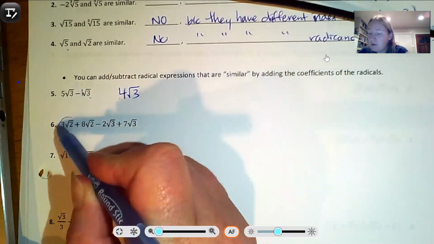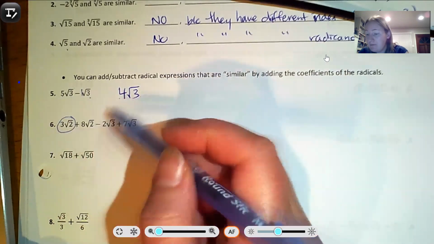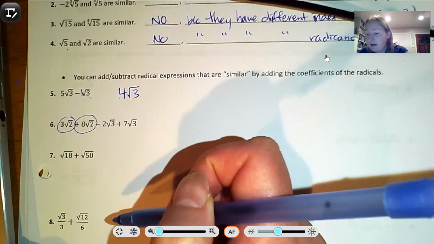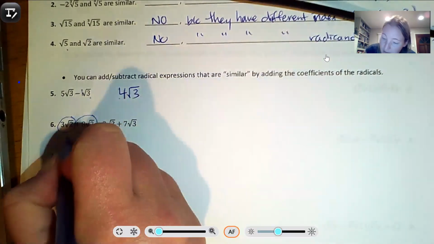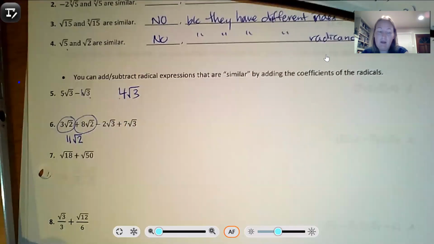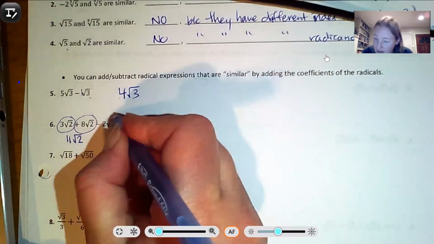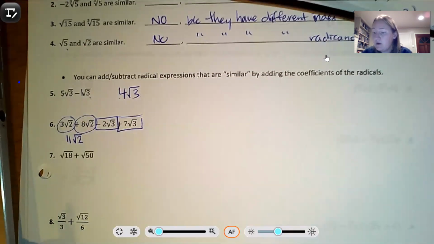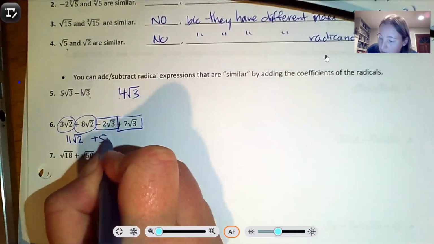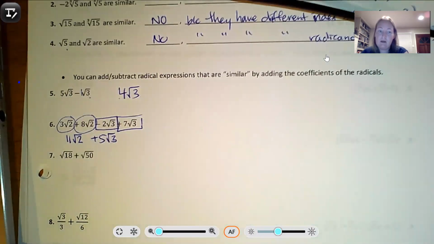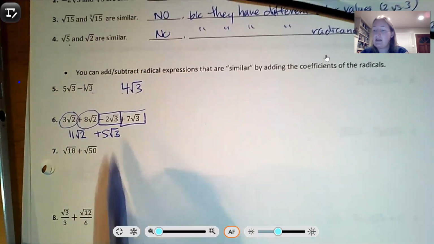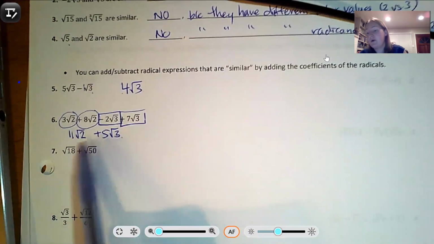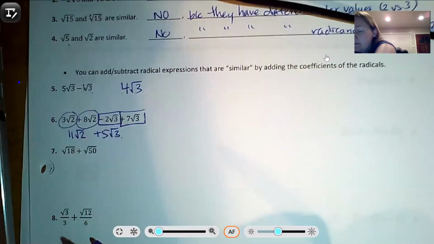So I have 3 square root of 2's here, and I have 8 square root of 2's there. So I can combine that to 11 square root of 2's. And then I have negative 2 root 3, and I have positive 7 root 3. So I will end up with 5 root 3's. That's as simplified as this can go because those are not like terms, or like radicals, so they're not able to be added or subtracted.